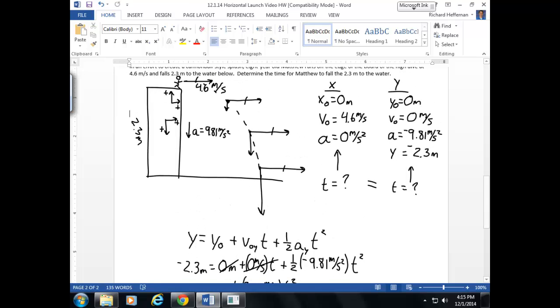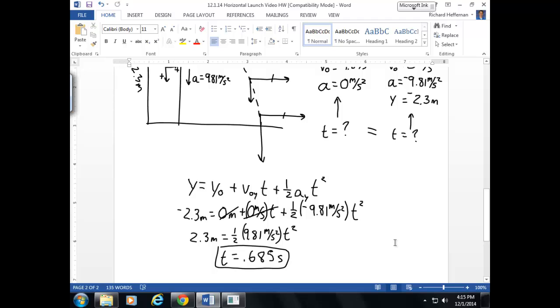And we can go back and add this to our list of information. We can say that the time is 0.685 seconds horizontally, as well as 0.685 seconds vertically, because the amount of horizontal time that you're in the air is the same as the amount of vertical time you're in the air. Time is what links the x and y stuff together.